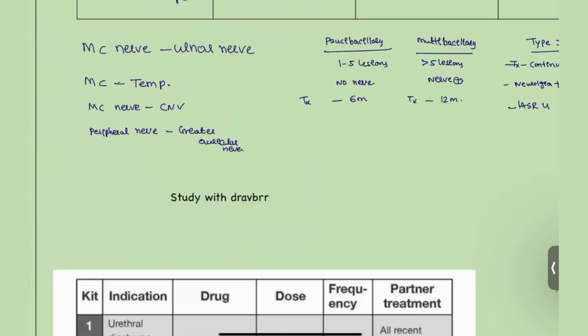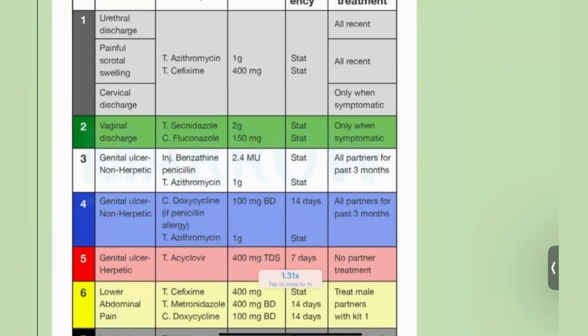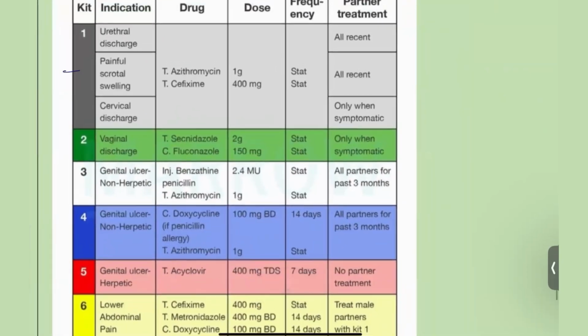Next, moving on to the STD kits, very important ones that you have to remember. The gray kit will be for urethral discharge, vaginal discharge, or cervical discharge. What is the drug that we are going to give? Azithromycin and cefixime. And all the partners will be given treatment. Next, grey kit 2 for vaginal discharge, most commonly candidiasis or trichomonas. Antibiotics or topical fluconazole can be given for this patient. Partner is treated only when the partner is also symptomatic.